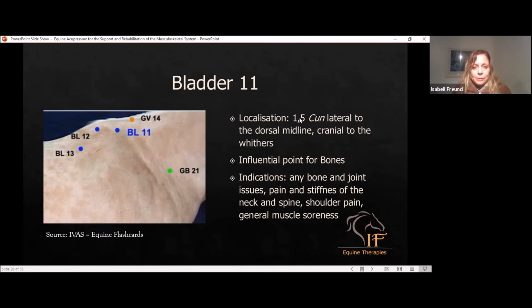So, and this point is 1.5 soon lateral to the dorsal midline. So you see that bladder 13 would be 3 soon lateral to the dorsal midline, and bladder 11 is 1.5 soon. So that would be roughly 3 finger width, but as you see here, that's just a rough guideline. So you would need to take the distance, or need to see it at the specific individual horse.